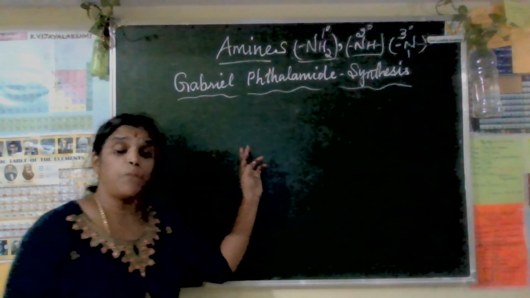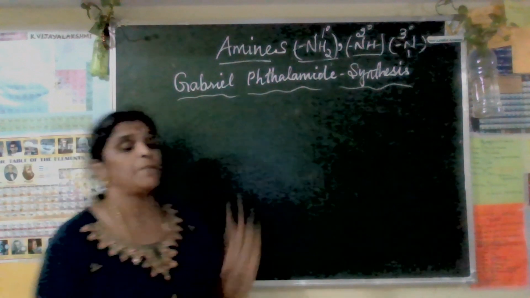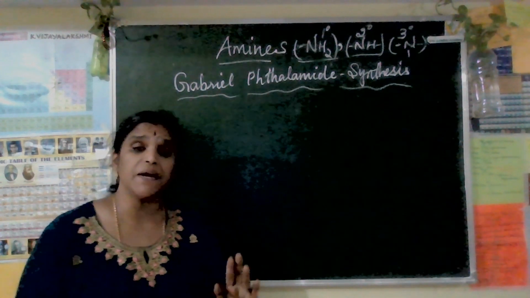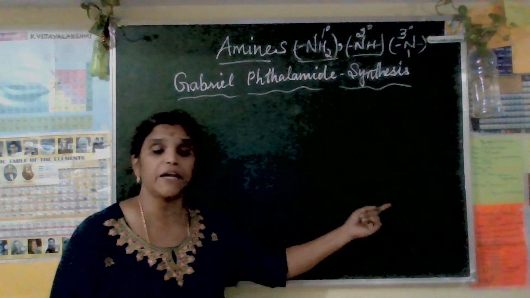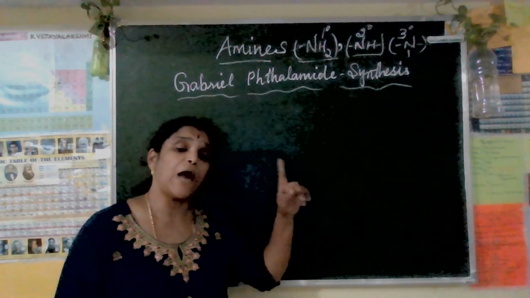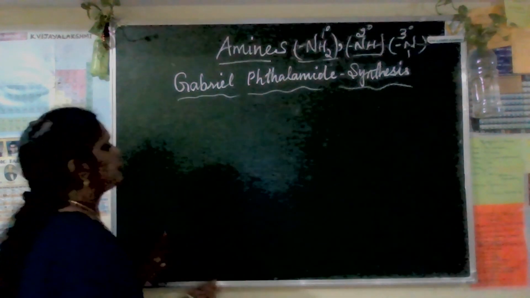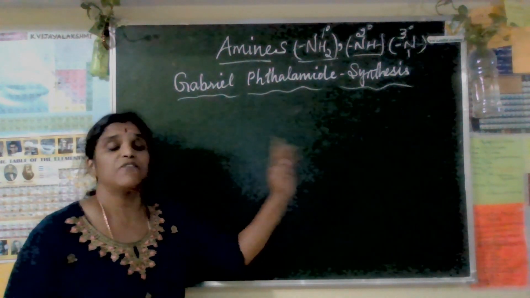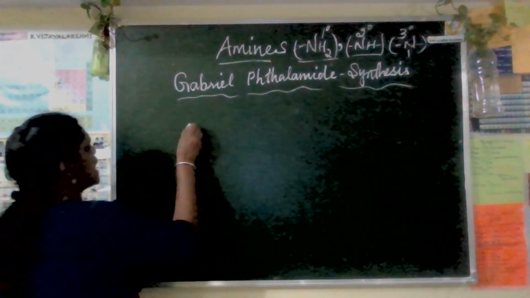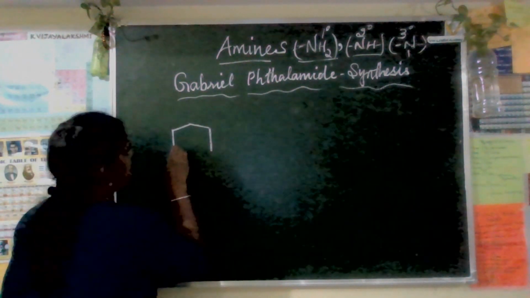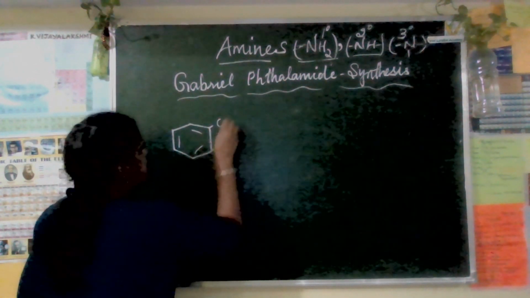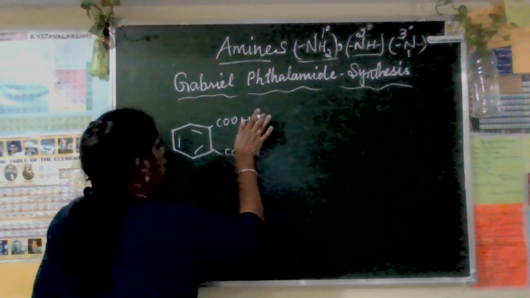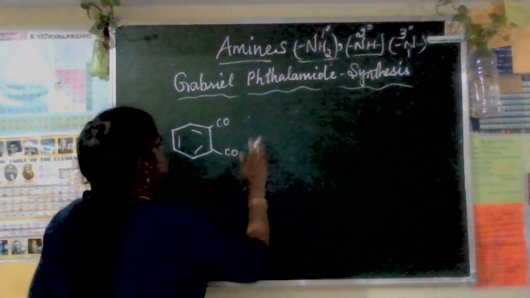Now, the next important question, Gabriel phthalimide synthesis. In this process, we are going to prepare only primary amine, and that too aliphatic primary amine. We cannot prepare aromatic primary amine. Okay, let us go for it. In that, mainly we are going to take the ingredient phthalimide combined with potassium hydroxide. Okay, now what is phthalimide? You know phthalic acid. Okay, now this is COOH and this is COOH. This is phthalic acid.